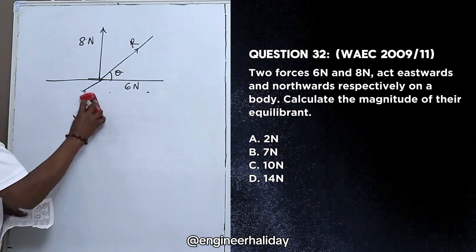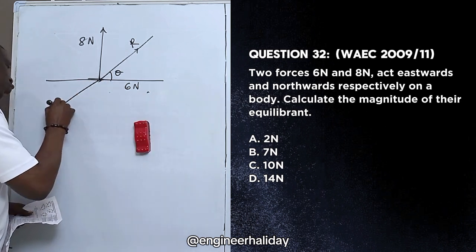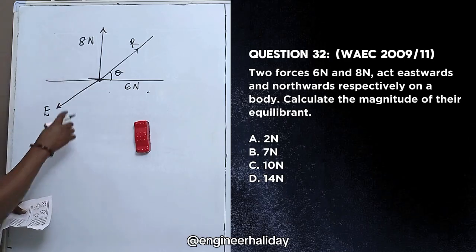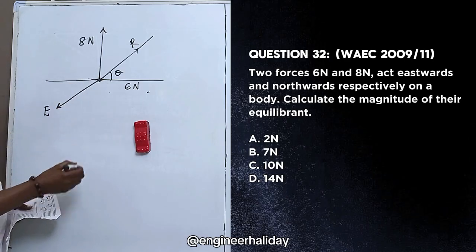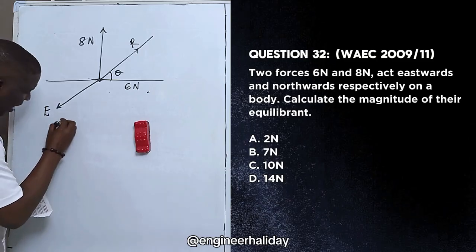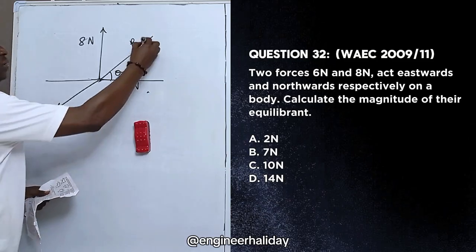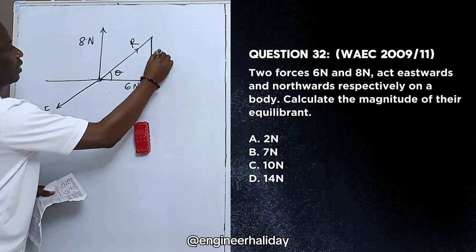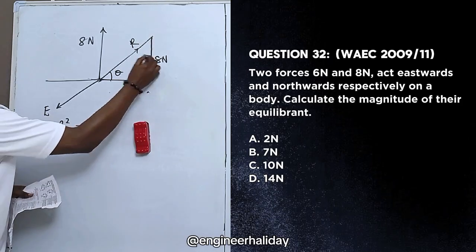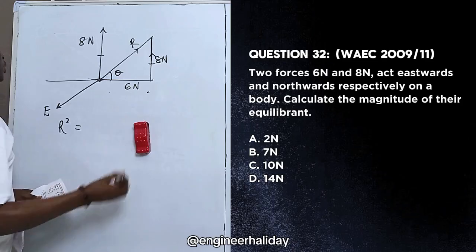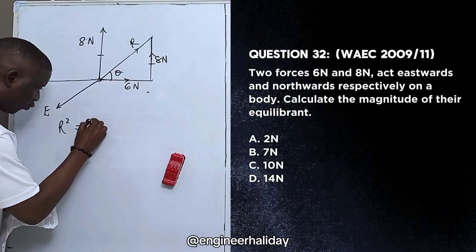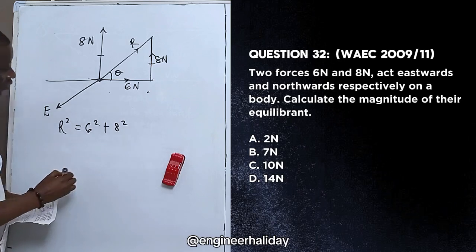So that means I will look for my equilibrant here, but it must be equal in magnitude with R. So what I'm going to do now is find R squared equal to what? Now this place is 8 Newton, because here is equal to this place. I'm moving upward. This one is east. So that means 6 squared plus 8 squared. So what do we have?